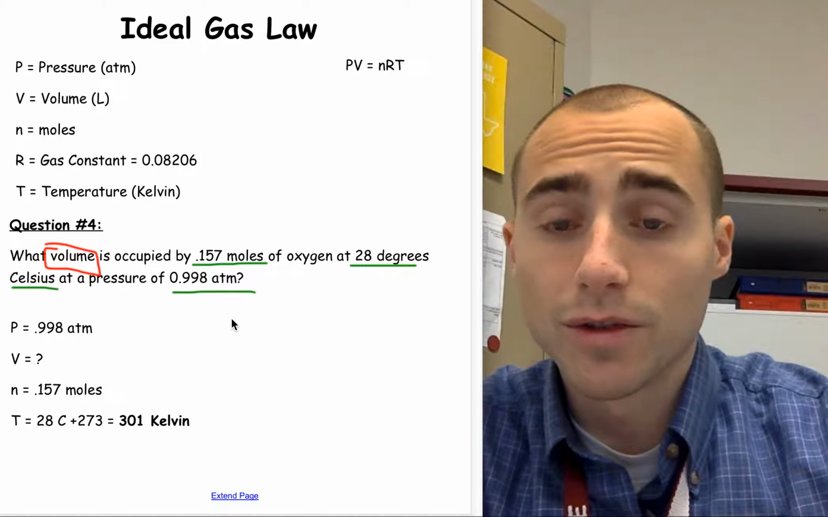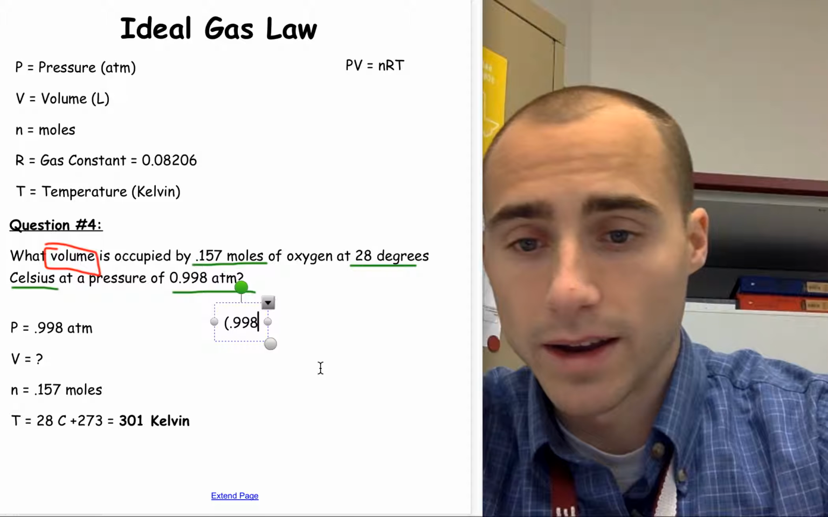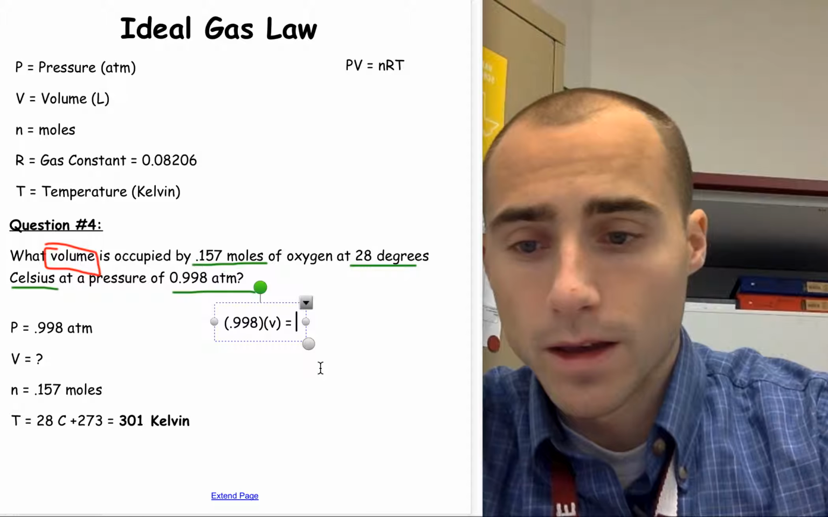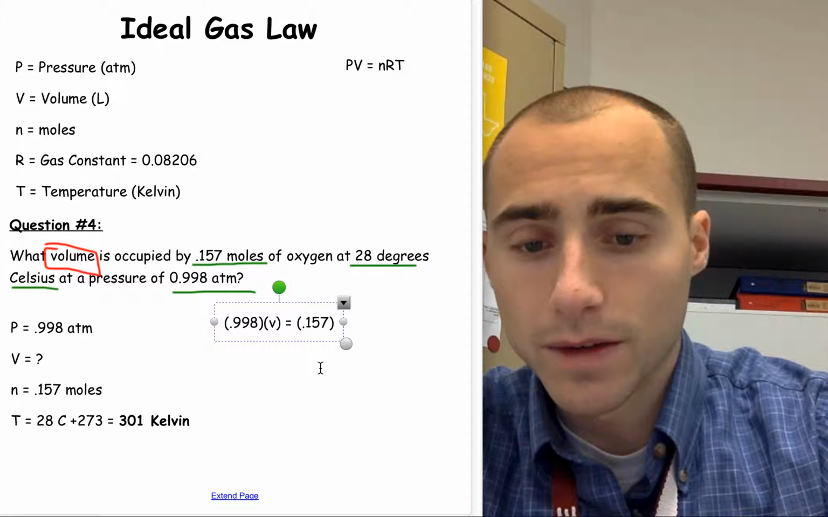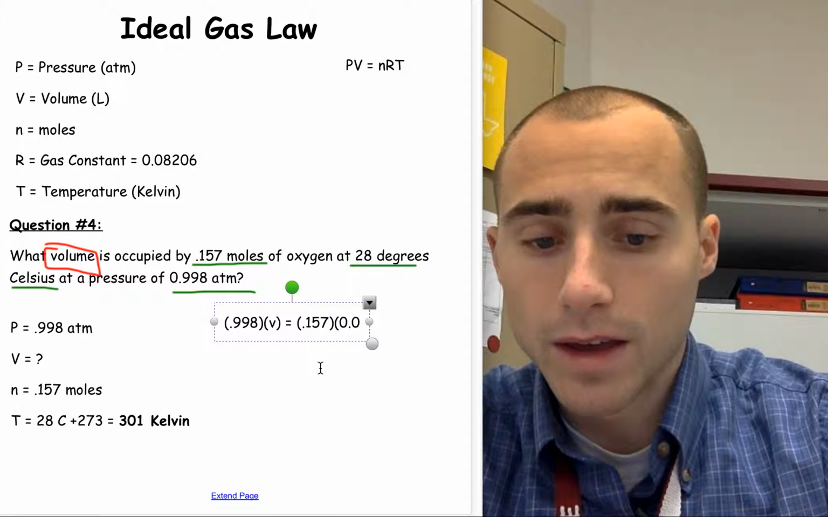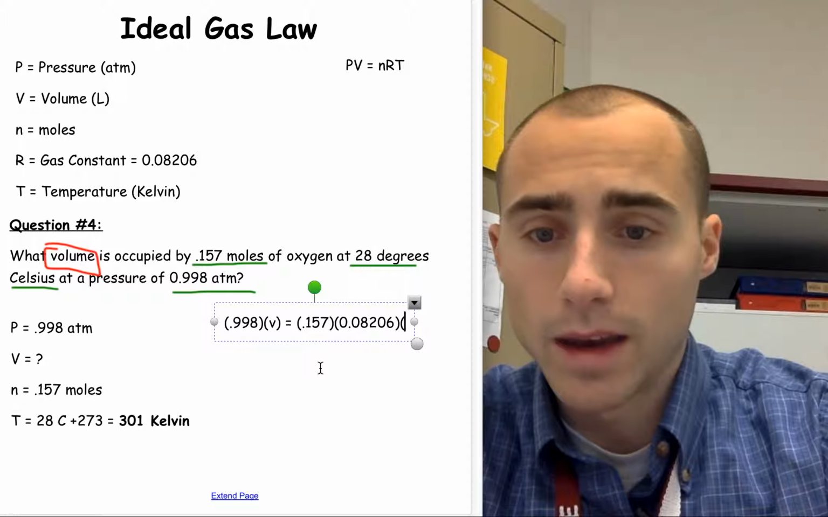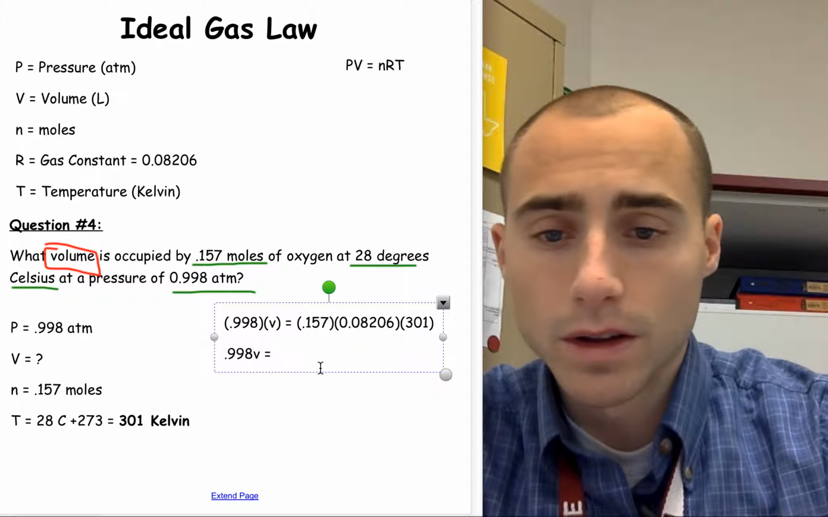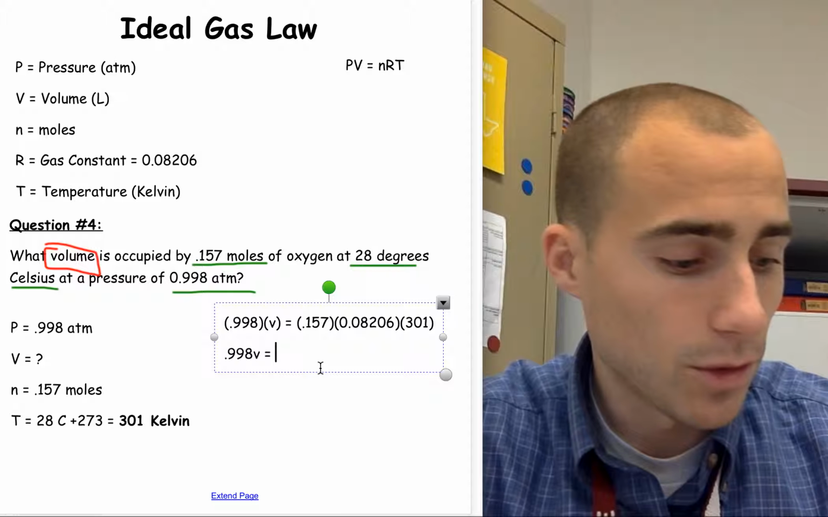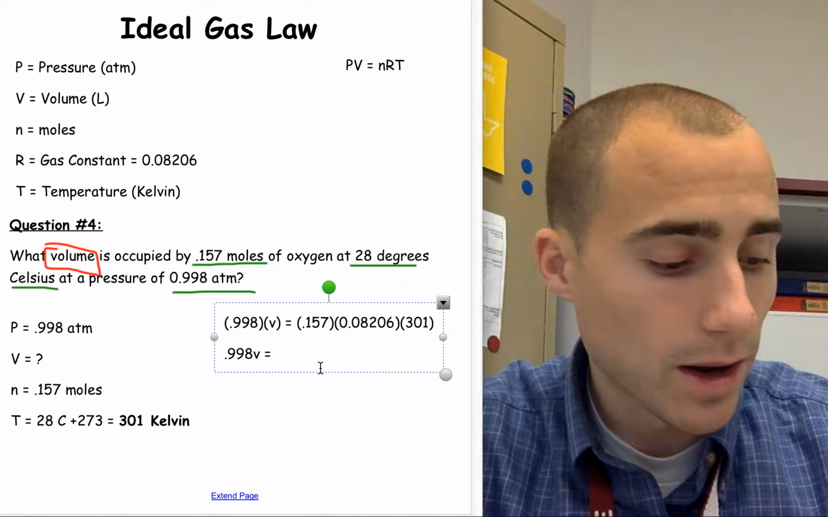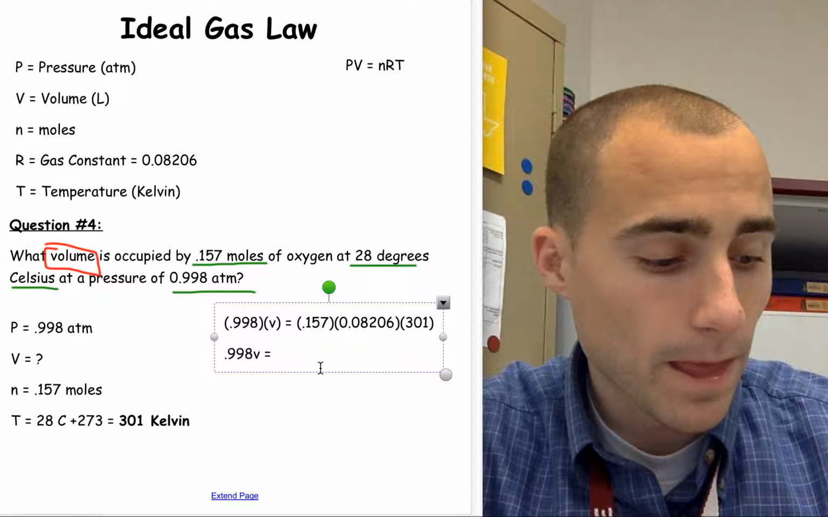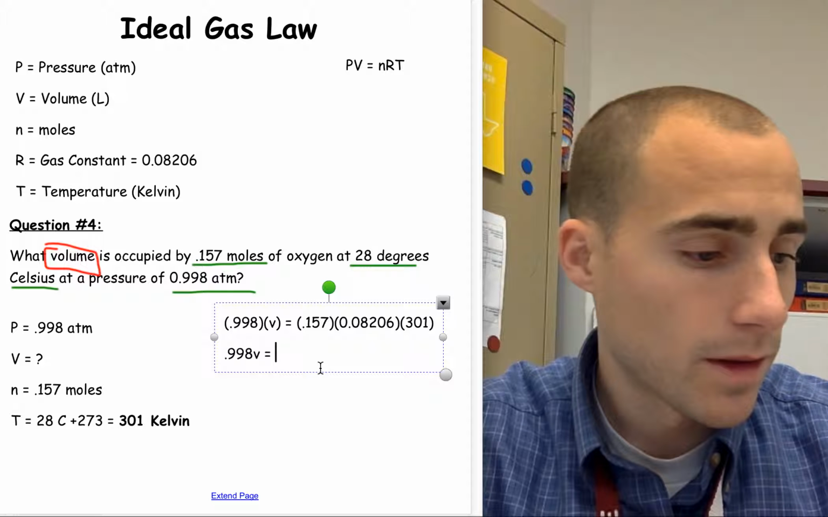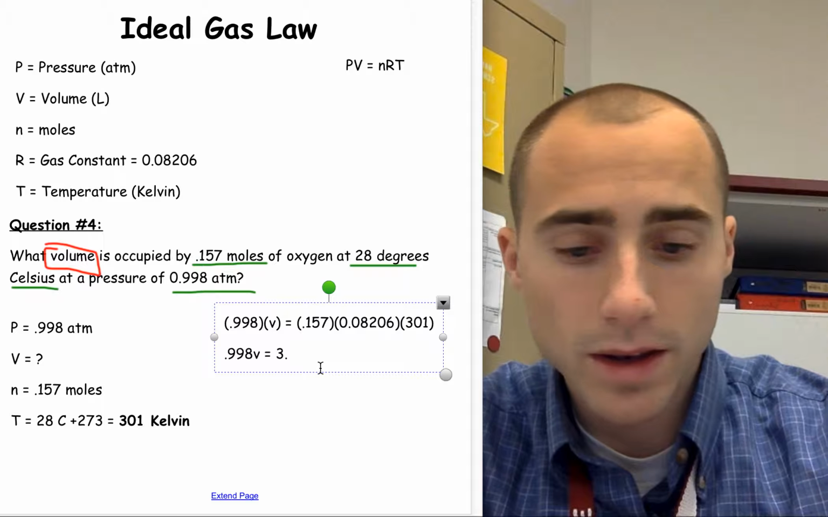Now let's go ahead and put it in equation form. Our P is 0.998. Our V, we don't know. Set that equal to our n, which is 0.157. Our R is always the same. And our T is 301. So we got 0.998 V equals, and then we'll do 0.157 multiplied by 0.08206, and then finally 301, and that's going to equal 3.88.